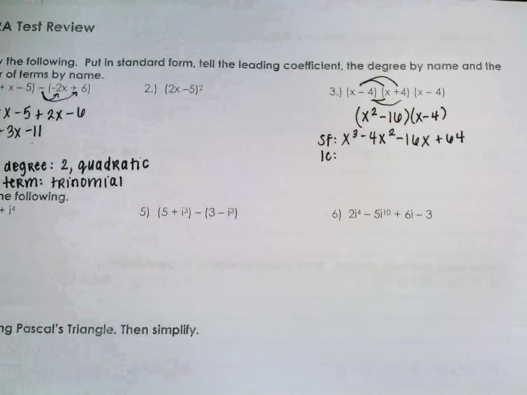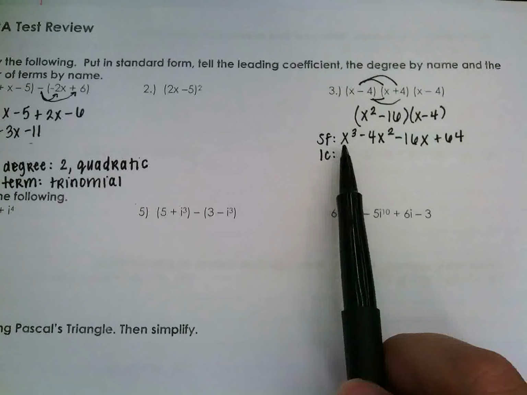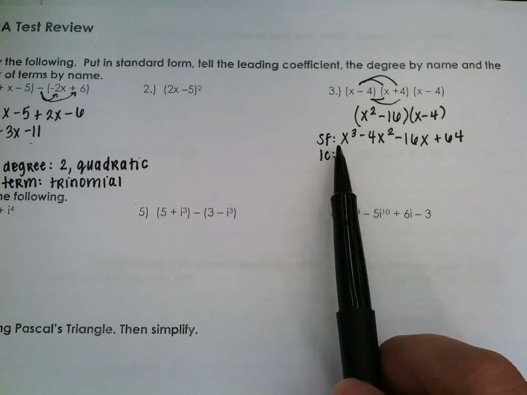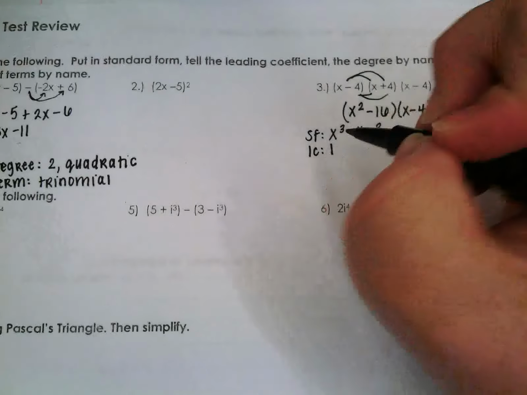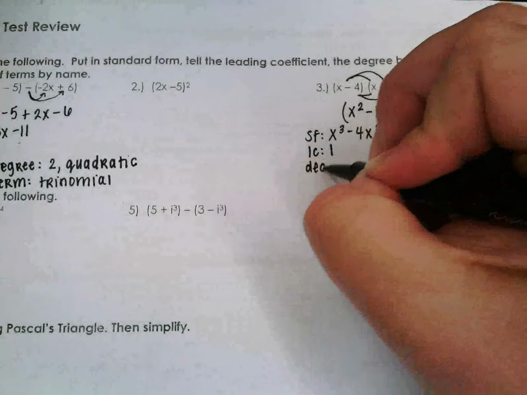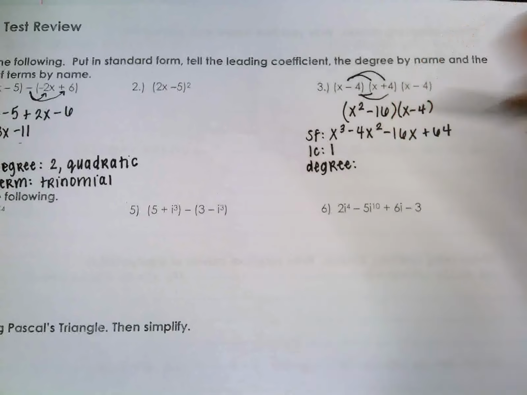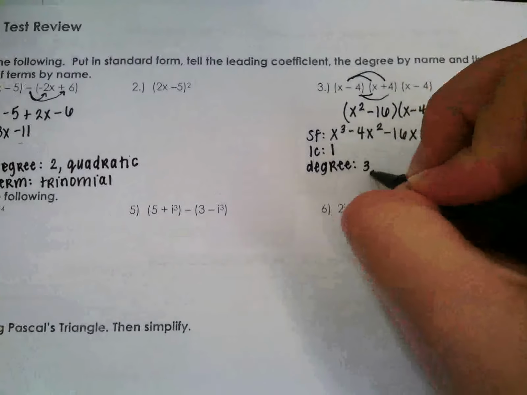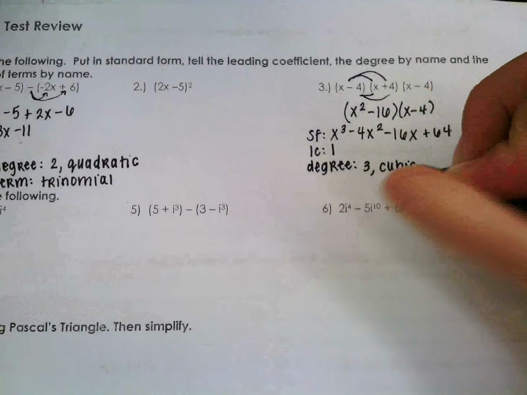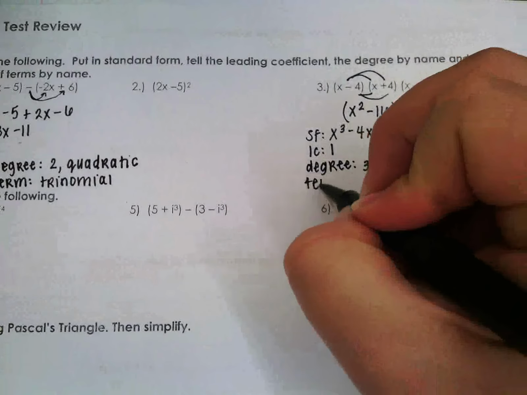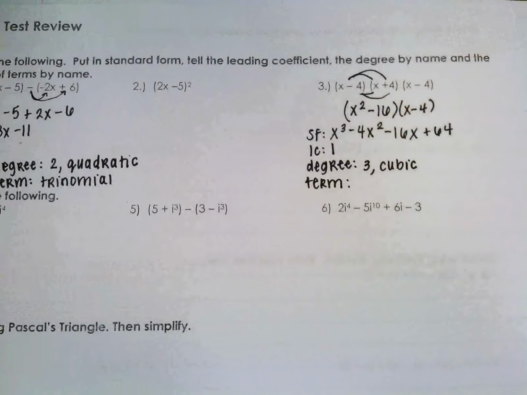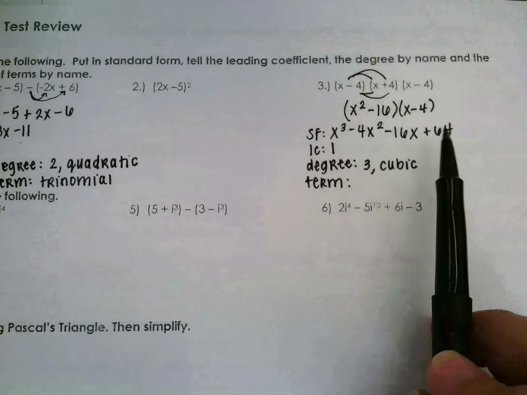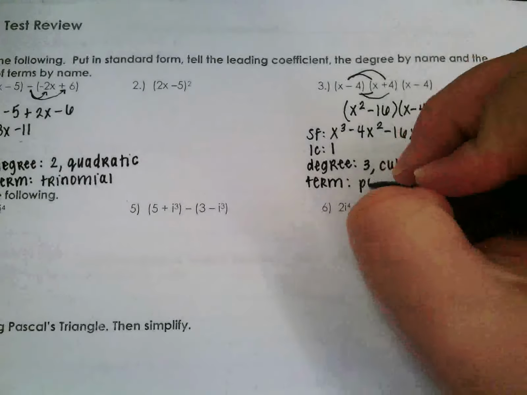The leading coefficient is the number in front of the highest degree. So x to the 3rd is the highest term. The number in front of it is really an imaginary 1. And the name by degree has to do with that highest exponent. So since my highest exponent is a 3, we call that a cubic function. Because we are naming this also by term, I have to count how many terms there are. And since there are 4 terms, 1, 2, 3, 4, that makes this a polynomial.